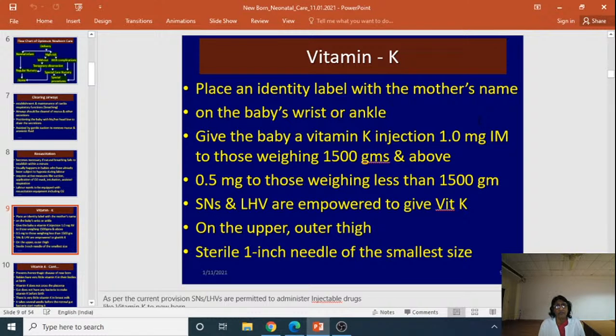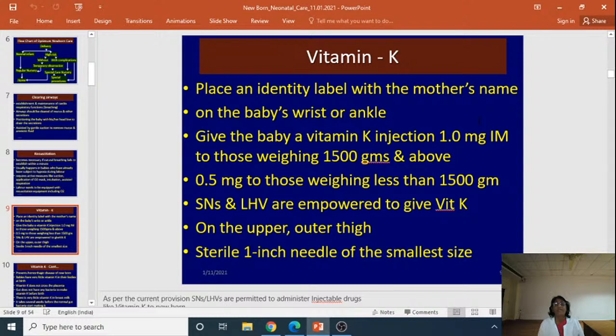Then what you have to do? Before I forget, always ensure that you put an identity label with the mother's name on the baby's wrist or ankle. Why do we do that? I think you all might have heard through newspapers that the babies are exchanged, and even the mother feels secure when the identity label is placed on the child's wrist or ankle. So you have to ensure that the baby belongs to that particular mother. Usually the name is not given to the baby as soon as the baby is born, so it goes with the mother's name.